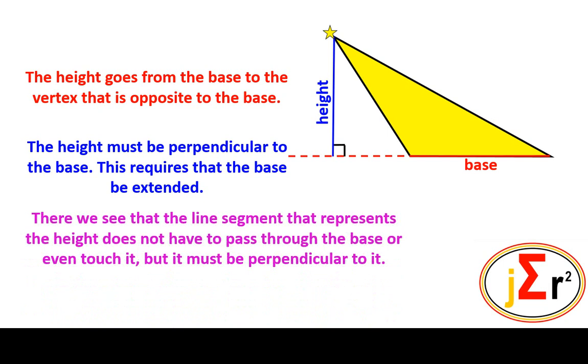On this occasion, it does not pass through the base. There we see that the line segment that represents the height does not have to pass through the base or even touch it, but it must be perpendicular to it. And we might have that on some occasion. And in the event that this occurs, then this is our design. This is the approach that we have to take in order to get the base and the height to be perpendicular, which is the requirement of finding the area of any triangle.